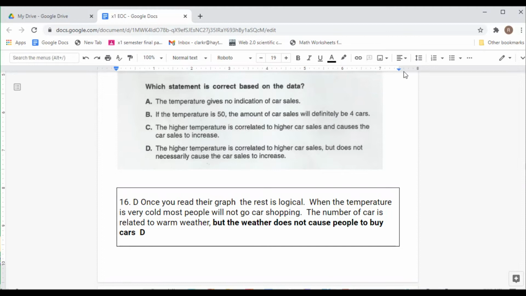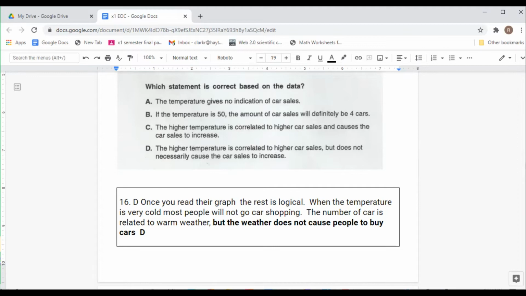The higher the temperature correlated to the higher car sales, but does not necessarily cause the car sales to increase. That makes sense. That one right there. The weather does not cause people to buy a car. People buy a car because they're allergic to walking.